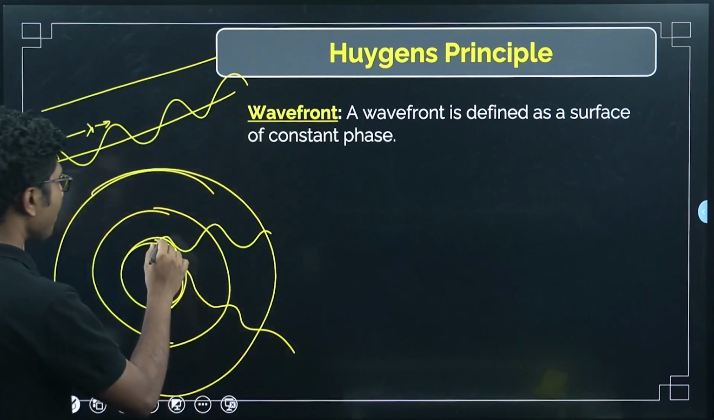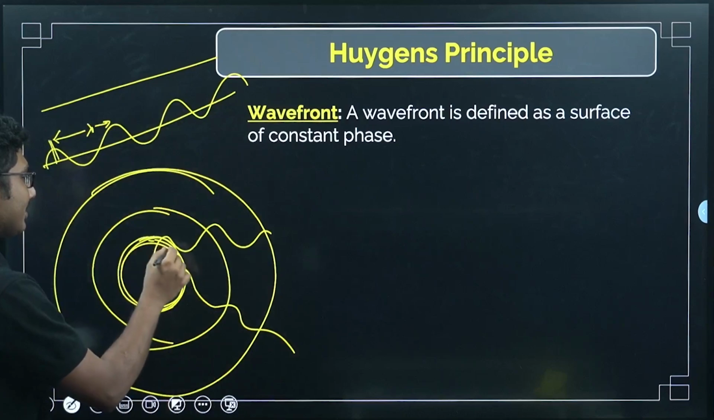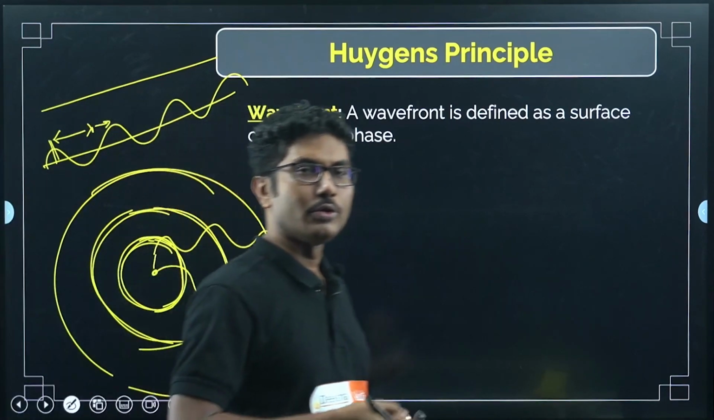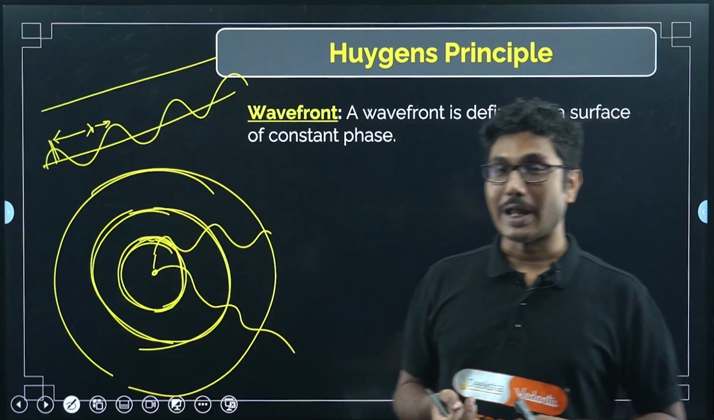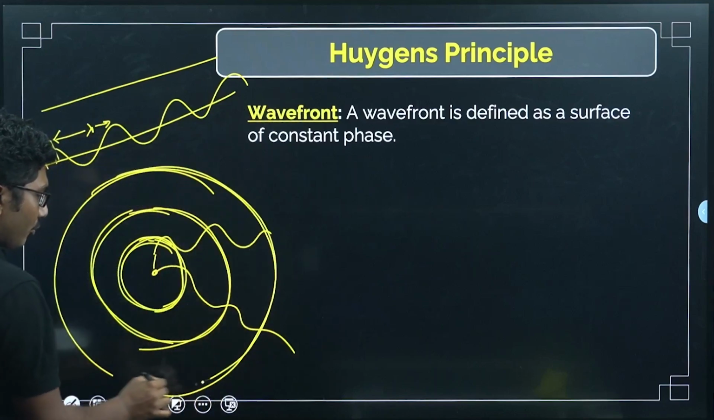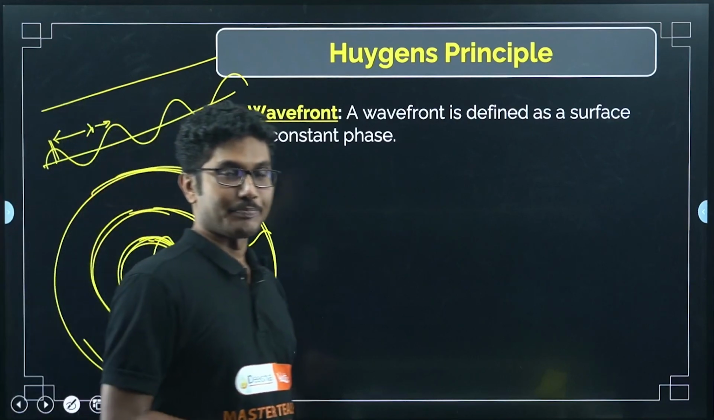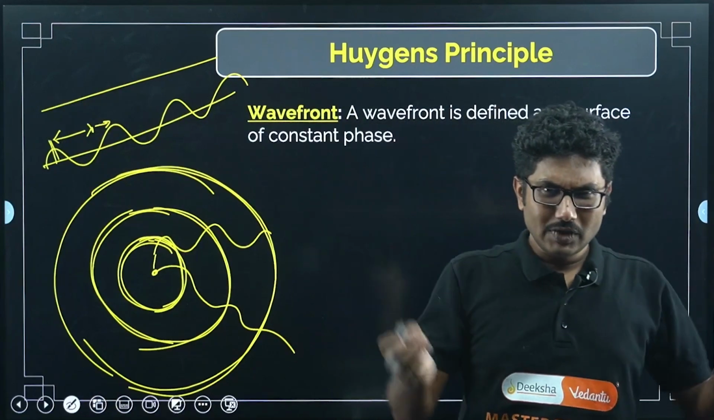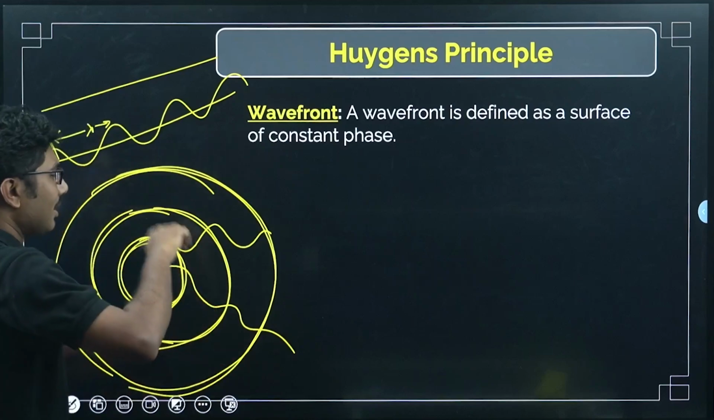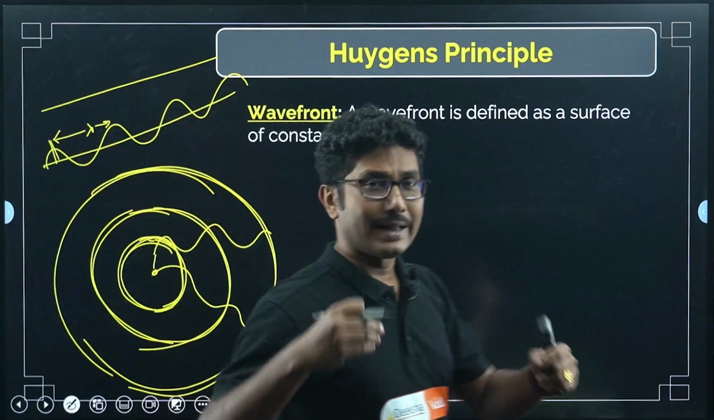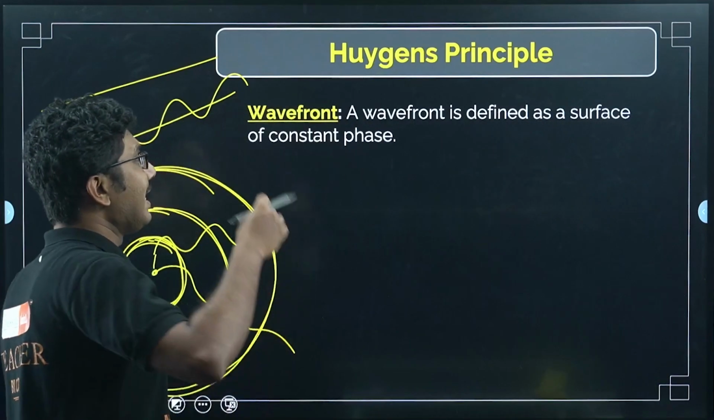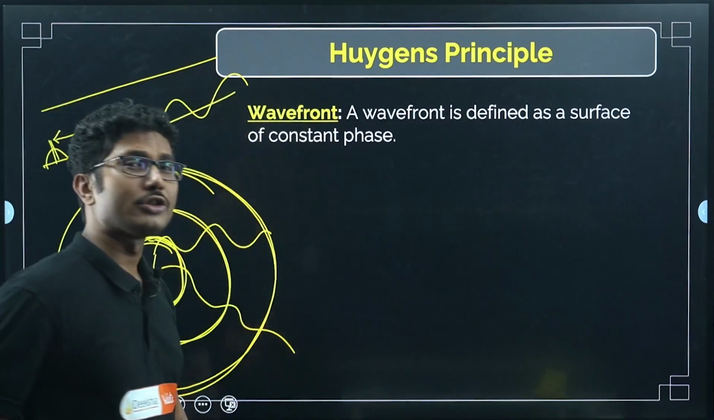Crests are all forming at a single line. Here it is not a line but a circle, but a circle is also a two-dimensional way. So we can say you can connect all the positions which are all high or all low at the same time, right? That line connecting all the points in the same phase is called the wavefront. Wavefront is defined as the surface of constant phase.